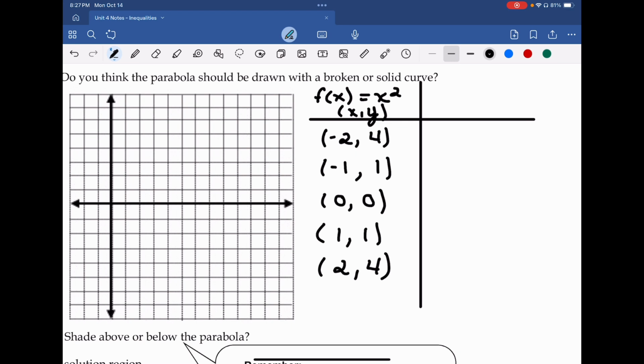If you wanted this as a table of values, plug it into your graphing calculator as y equals x squared, then do second table, and you'll be able to get this. For my Casios, just go into your menu and table. You'll be able to solve this.